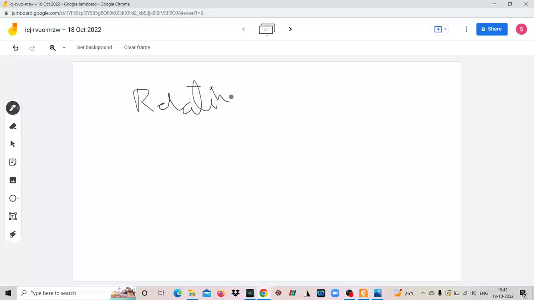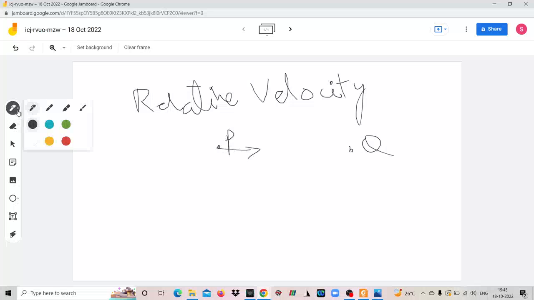Now, how do you conceive relative velocity? We take some frame of reference and we find the relative velocity. Suppose there are 2 points. I'm calling one point P, another point Q. Let's not give any direction right now. So this is a point P. Here the magnitude of velocity is Vp. Here the magnitude of velocity is Vq.